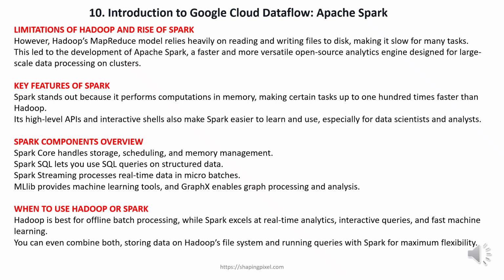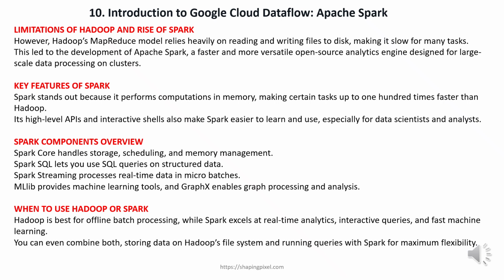This led to the development of Apache Spark, a faster and more versatile open-source analytics engine designed for large-scale data processing on clusters. Spark stands out because it performs computations in memory, making certain tasks up to 100 times faster than Hadoop. Its high-level APIs and interactive shells also make Spark easier to learn and use, especially for data scientists and analysts. Spark Core handles storage, scheduling, and memory management.